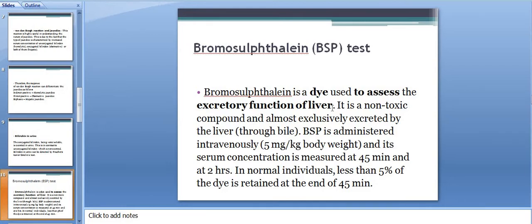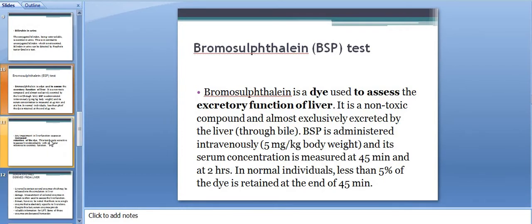Here, bromosulfophthalein is administered intravenously, at 5 milligrams per kg body weight, and its serum concentration is measured at 45 minutes and at 2 hours. Where is its serum concentration measured? At 45 minutes, and at 2 hours also. In normal individuals, less than 5% of the dye is retained at the end of 45 minutes.